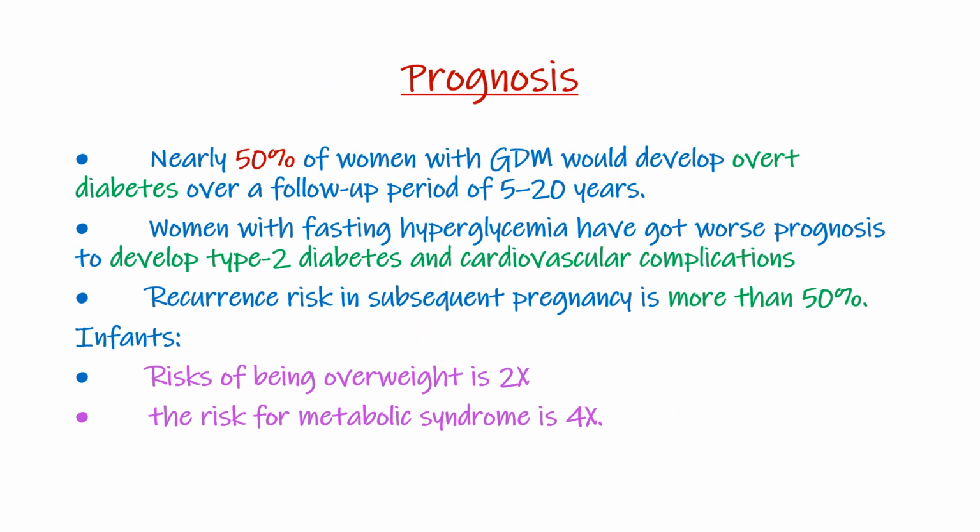In terms of prognosis, nearly 50% of women with gestational diabetes develop overt diabetes, that is pre-existing diabetes, over a follow-up of 5 to 20 years. Women with fasting hyperglycemia, that is elevated blood glucose, have a worse prognosis for developing type 2 diabetes and cardiovascular complications. As I said before, the recurrence risk in a subsequent pregnancy is more than 50%.